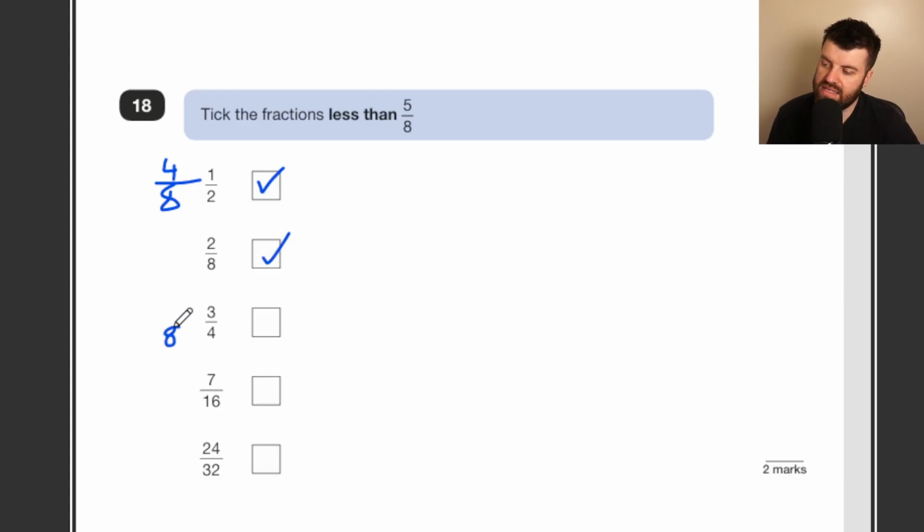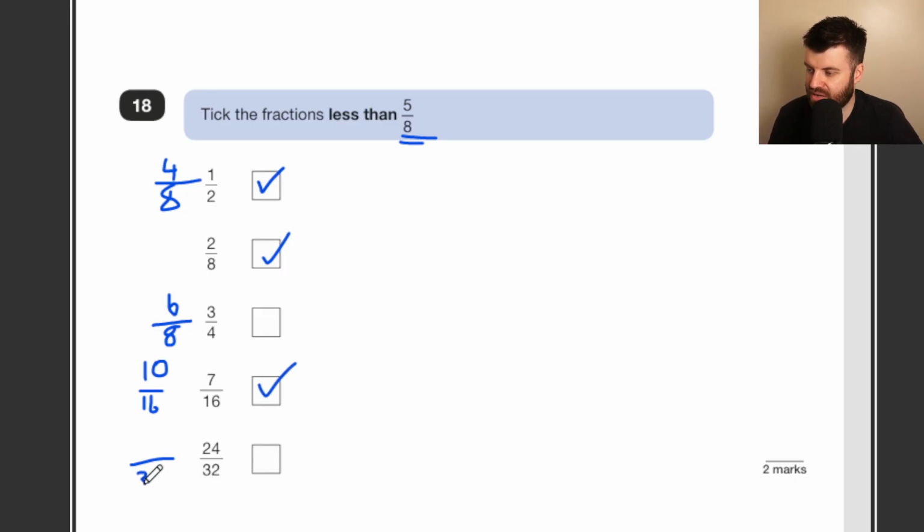3/4, again, make this out of 8. So we're going to do 4 times 2, do the same to the top. 6/8, that is not less than 5/8. Leave it blank. 7/16, well, for this one, I'm actually going to change my question 5/8 into 16ths. So I'm going to double it. I get 10/16. Is 7/16 less than 10/16? Yes, it is.